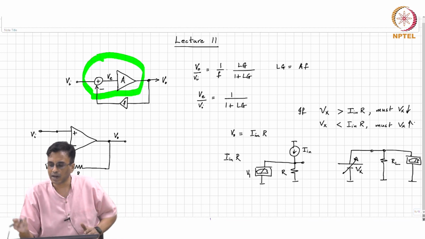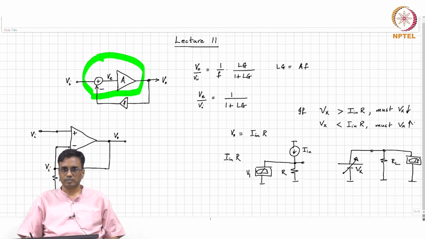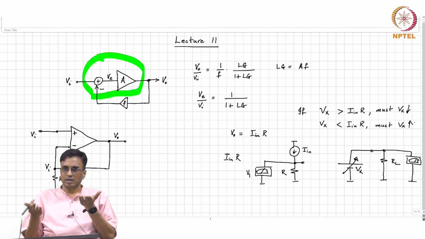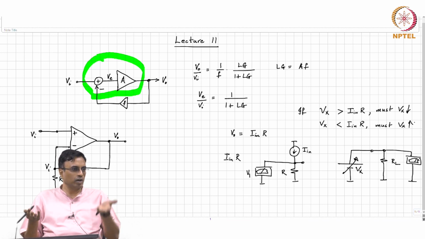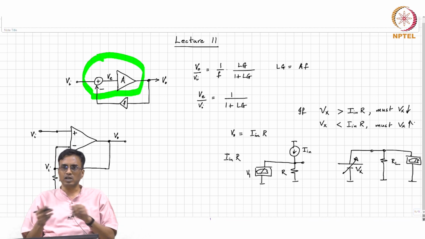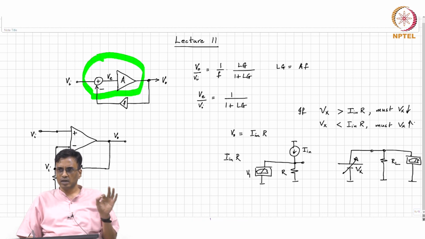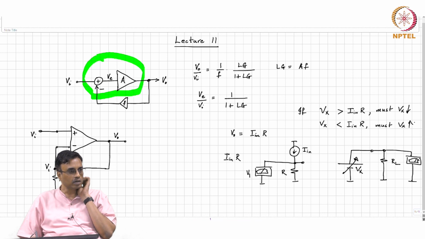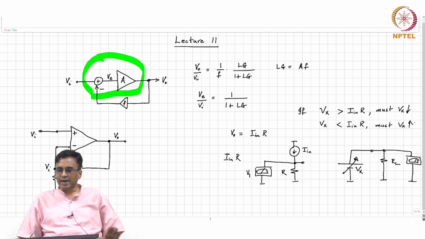Okay. So what are we comparing therefore? We are comparing two voltages, Vx and I in times R, right. Eventually when you are done, the output voltage Vx will be exactly equal to I in times R, regardless of what RL you put, correct. And therefore this is a what kind of controlled source? Current controlled voltage source.